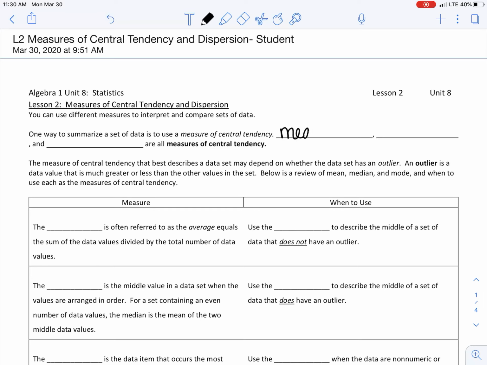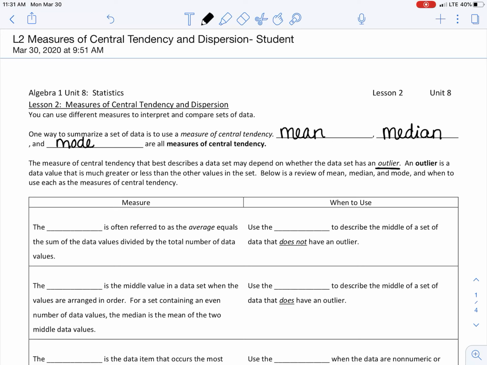These measures can be mean, median, and mode. Okay, those are all measures of central tendency, which I'm sure you guys have heard before. There's also a poster in my room that you've probably read before. The measures of central tendency that best describe a data set depend on whether the data set has an outlier.